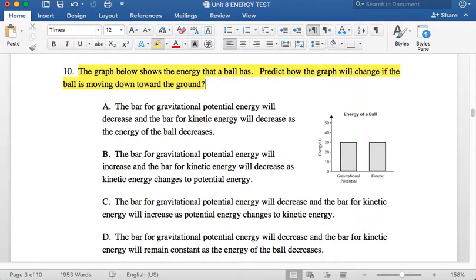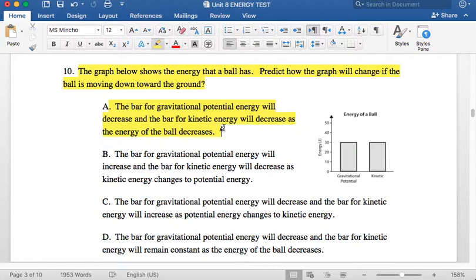Number 10. The graph below shows the energy that a ball has. Predict how the graph will change if the ball is moving down toward the ground. So here's your graph, which is labeled energy of a ball, and you have gravitational potential and kinetic, and this is showing the level of energy in J. So again, predict how the graph will change if the ball is moving down toward the ground.